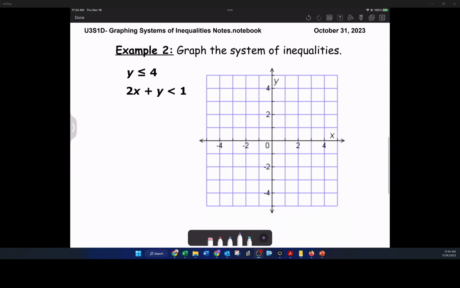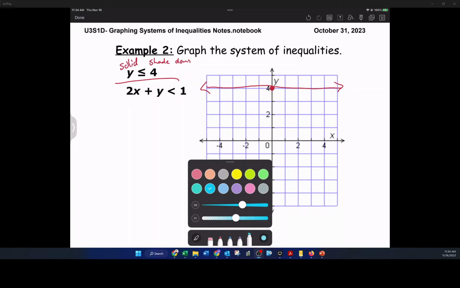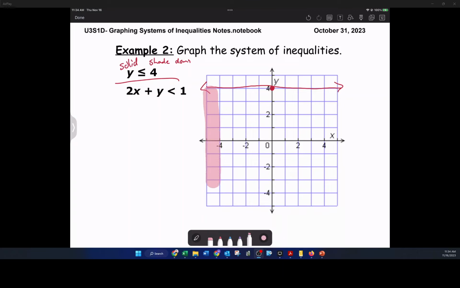So here we have the first line. This is solid. Shade down. All right. So we have y is less than 4. So it only crosses the y-axis. It's solid. And it's going to shade down here. There we go.